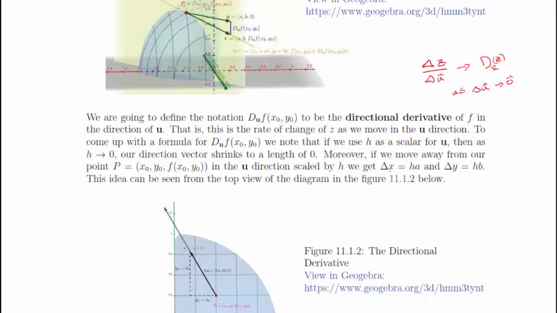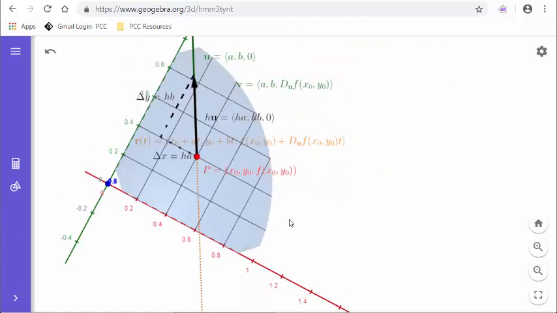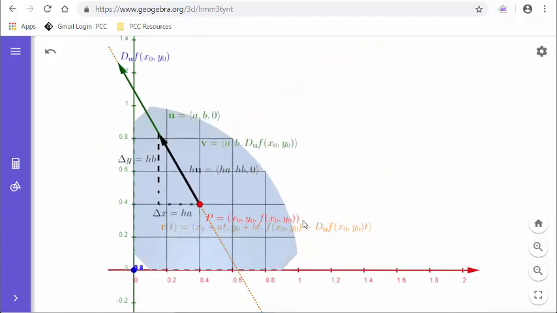Moreover, if we move away from our point p equals x naught y naught, comma f of x naught y naught in the vector u direction scaled by h, we get delta x equals ha and delta y equals hb, which we saw from that top view. I'm going to do that one more time just to be clear. As we're moving in the u direction, my change in x is a and change in y is b, but if we scale it down by h, then delta x equals ha and delta y equals hb.